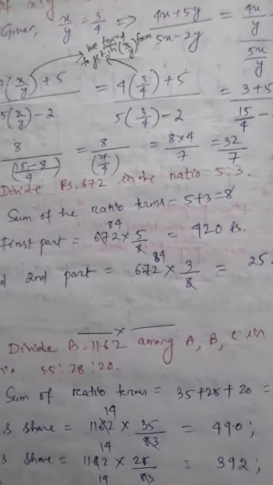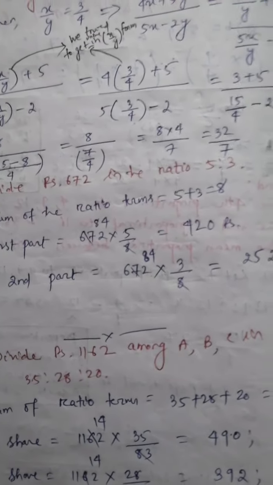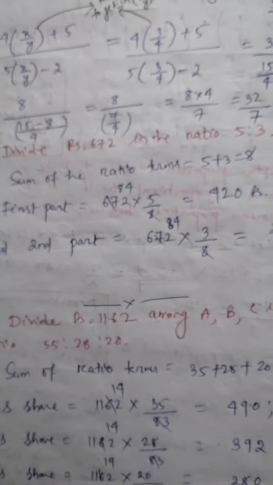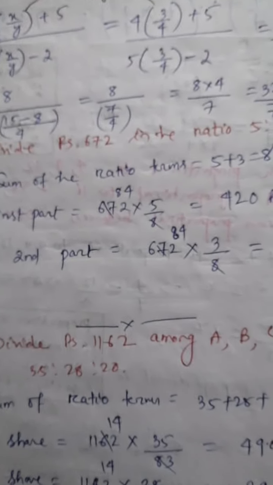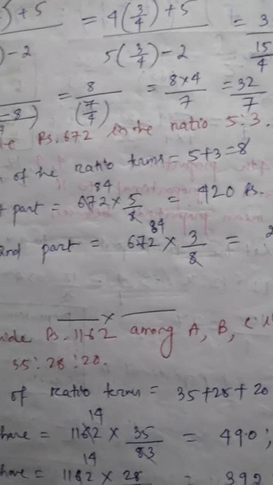Divide 672 rupees in the ratio 5:3, and this is a very simple one. We know the sum of the ratio terms here is 5 plus 3 equals 8.